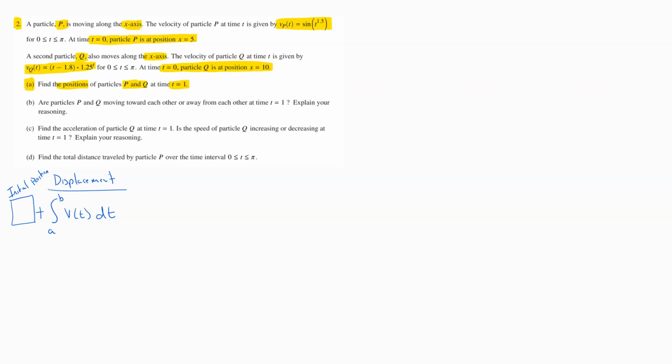They'll let us know, but we put it all together to get our answer. So for particle P, let's set it up. Particle P started off with an initial position at time 0 of 5. So we're going to have 5 plus the integral from 0, and we want to know how it displaced itself for 1 second or 1 time unit, whatever they're talking about here. So from 0 to 1, and then we use our velocity equation: sine of t to the 1.5 dt.